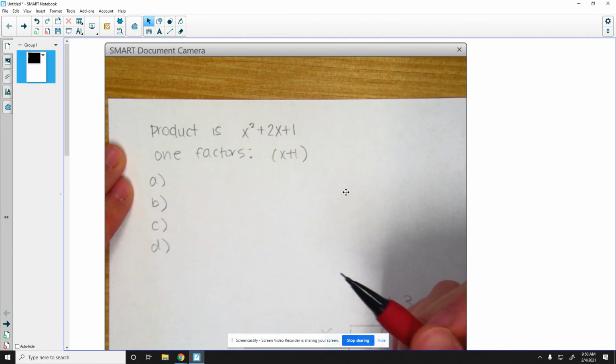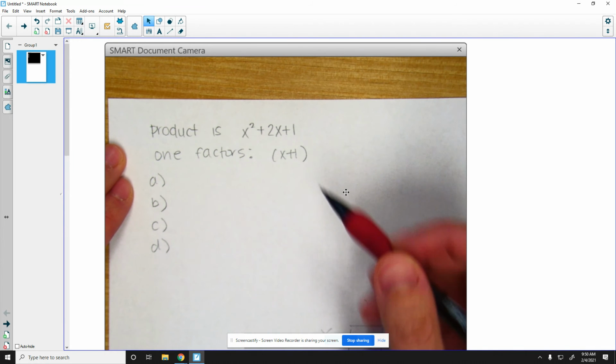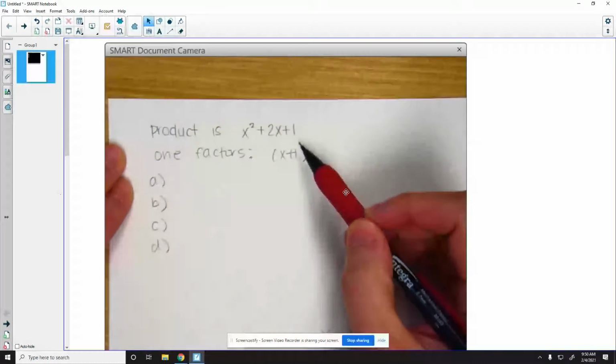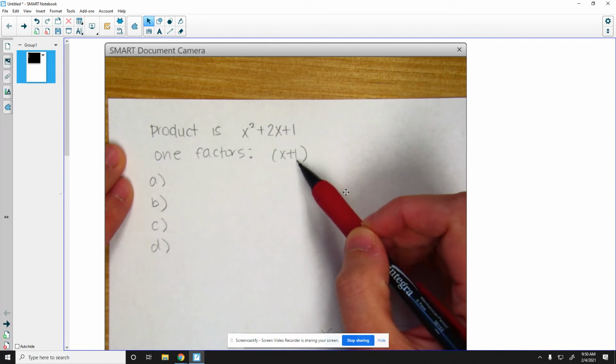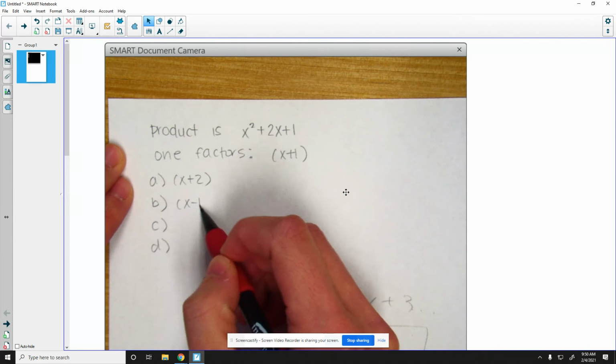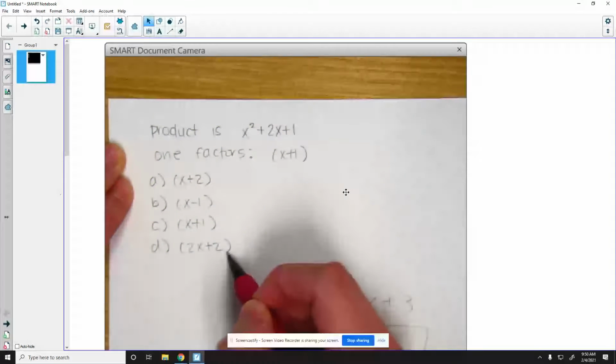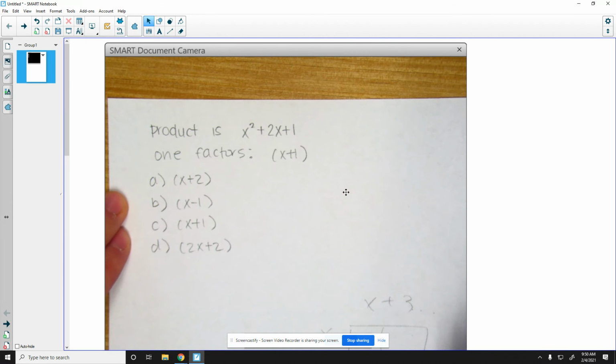Think about what factors mean. Factors mean what times what equals that. So if this is the answer and one of the factors is that, then what is the other factor? What is the easiest way to find the answer if it's multiple choice, because your test is multiple choice?